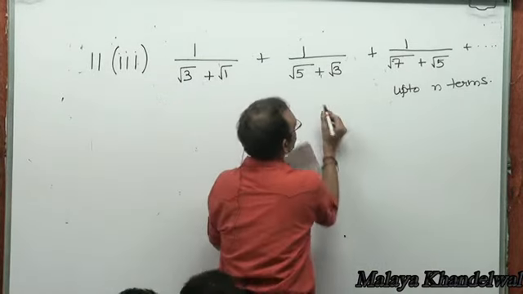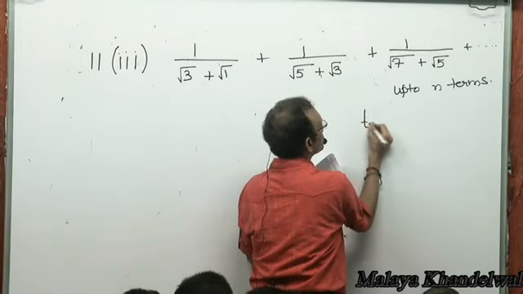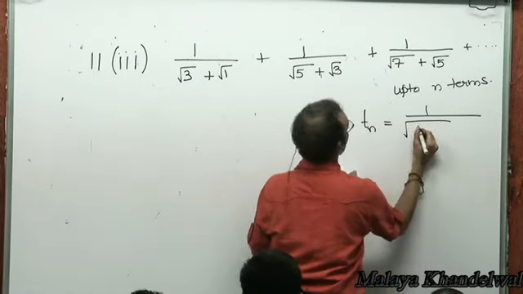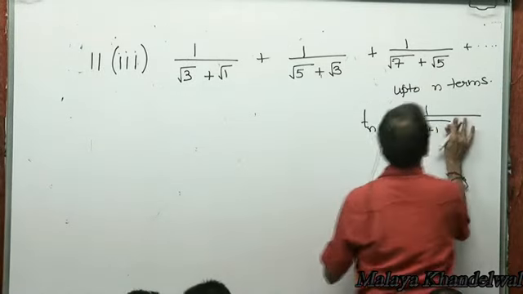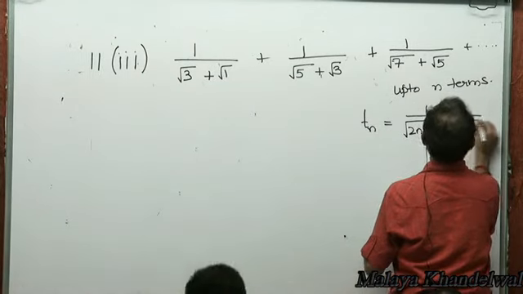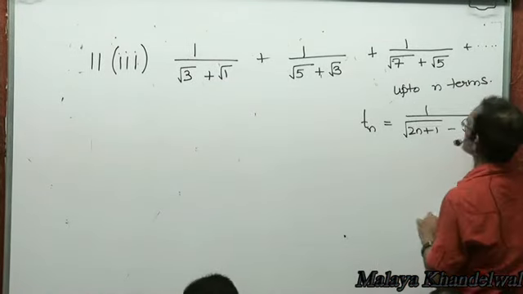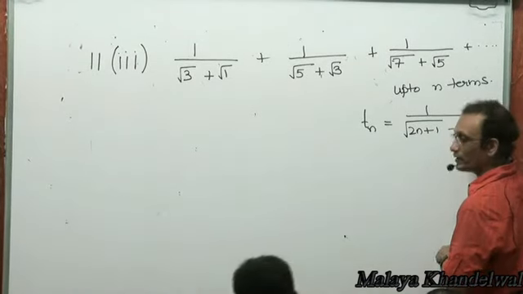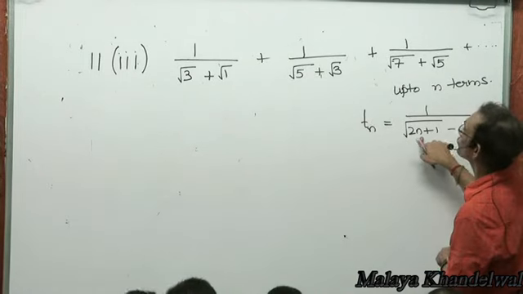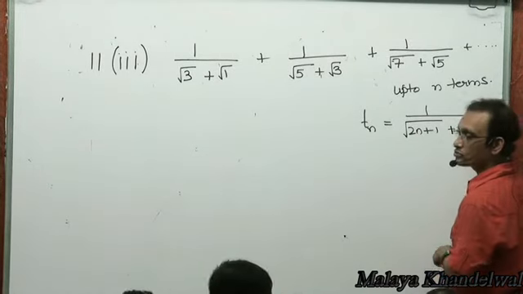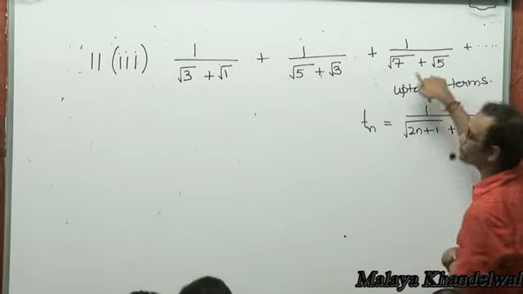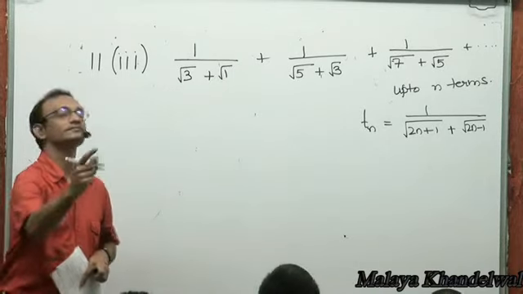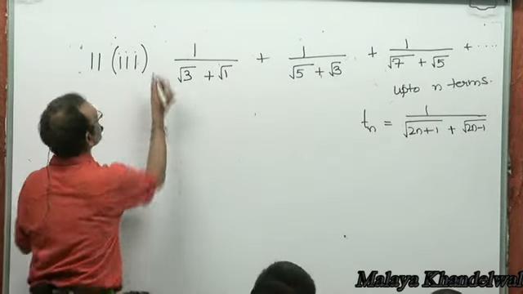The nth term here, by the way, please check for yourself, is root (2n plus 1) minus root (2n minus 1). See, n equal to 1 will give me root 3 minus root 1. n equal to 2 will give me root 5, I'm sorry, minus root 3, and so on and so forth. So the nth term is going to be this, right? All that you need to do here is, absolutely.